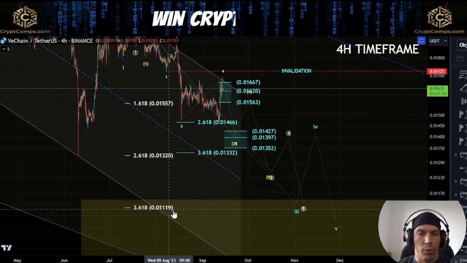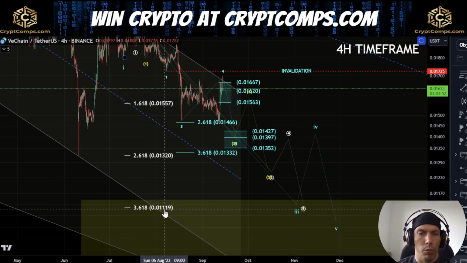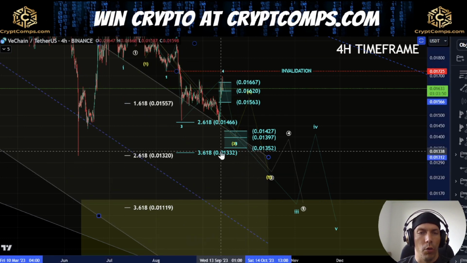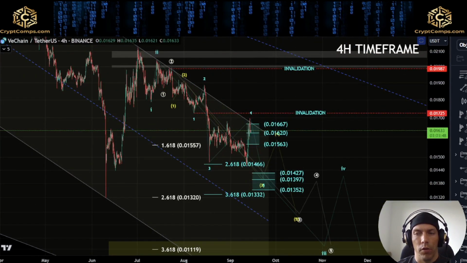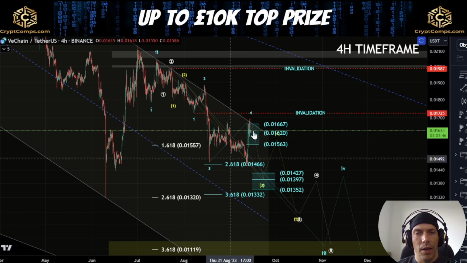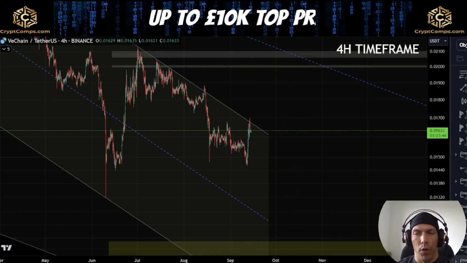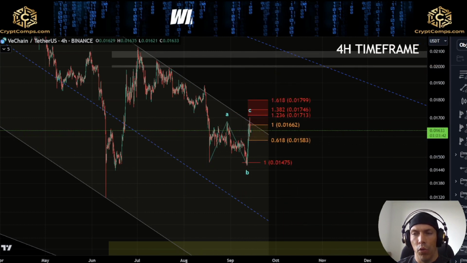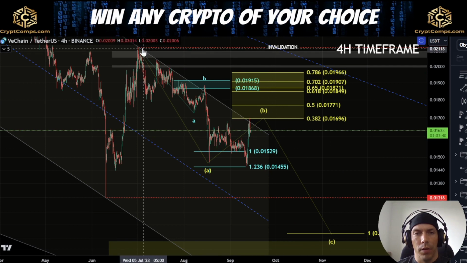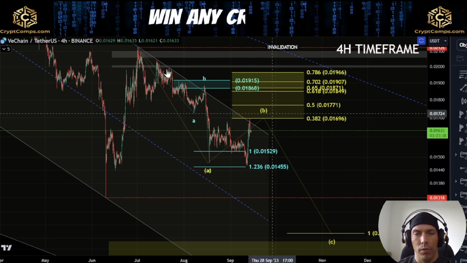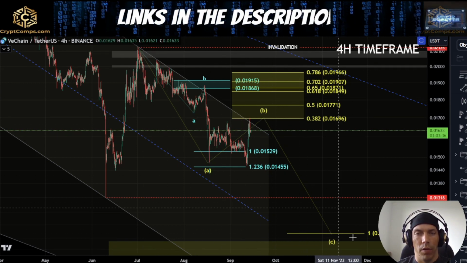This 3.618 level at 1119 would be quite an interesting one that I'm going to be watching out for if we do continue to see this move down. But like I said, the likelihood is, if we're going to see a breakdown from this flat, it would make more sense to me that it's an A, B, and C pattern rather than that C wave playing out in that way.